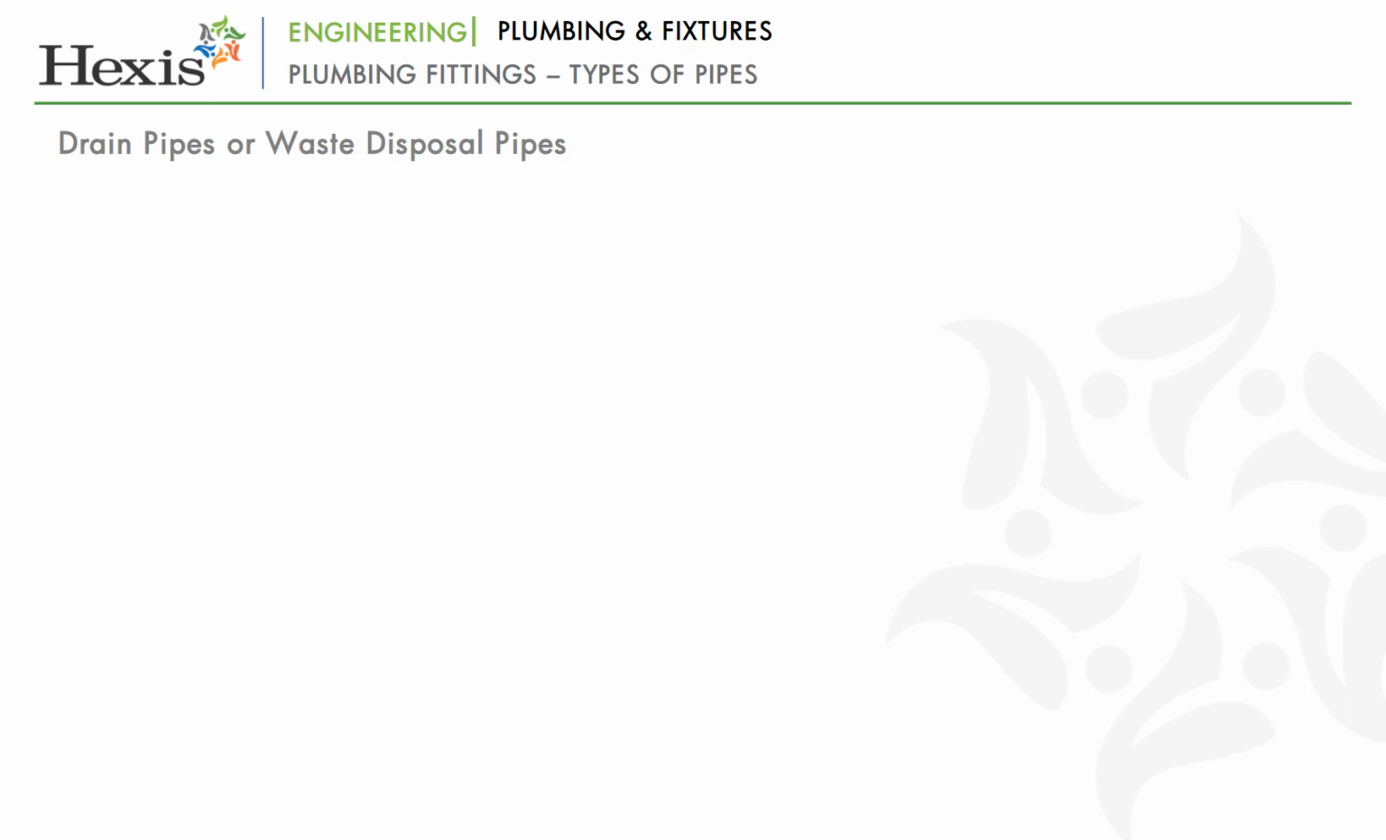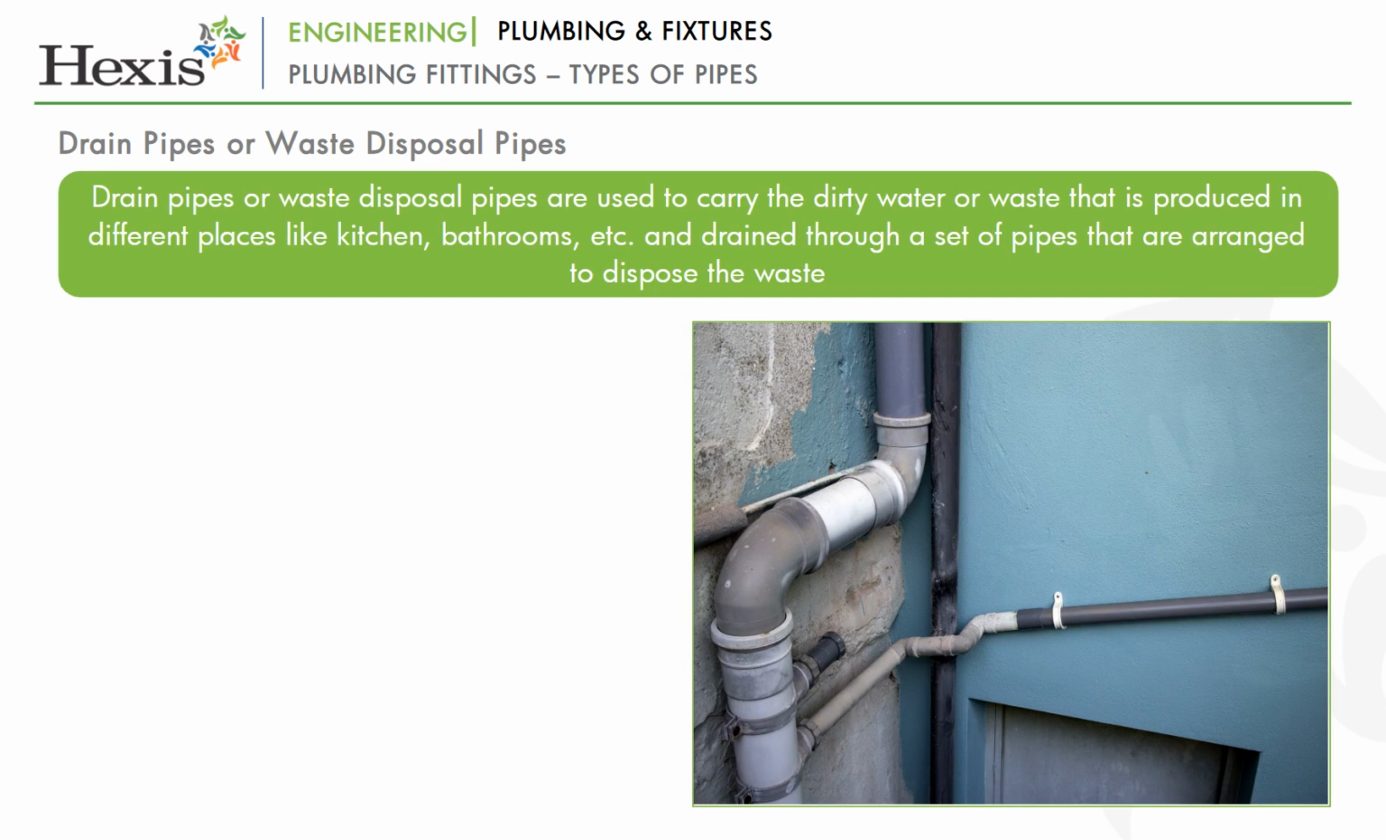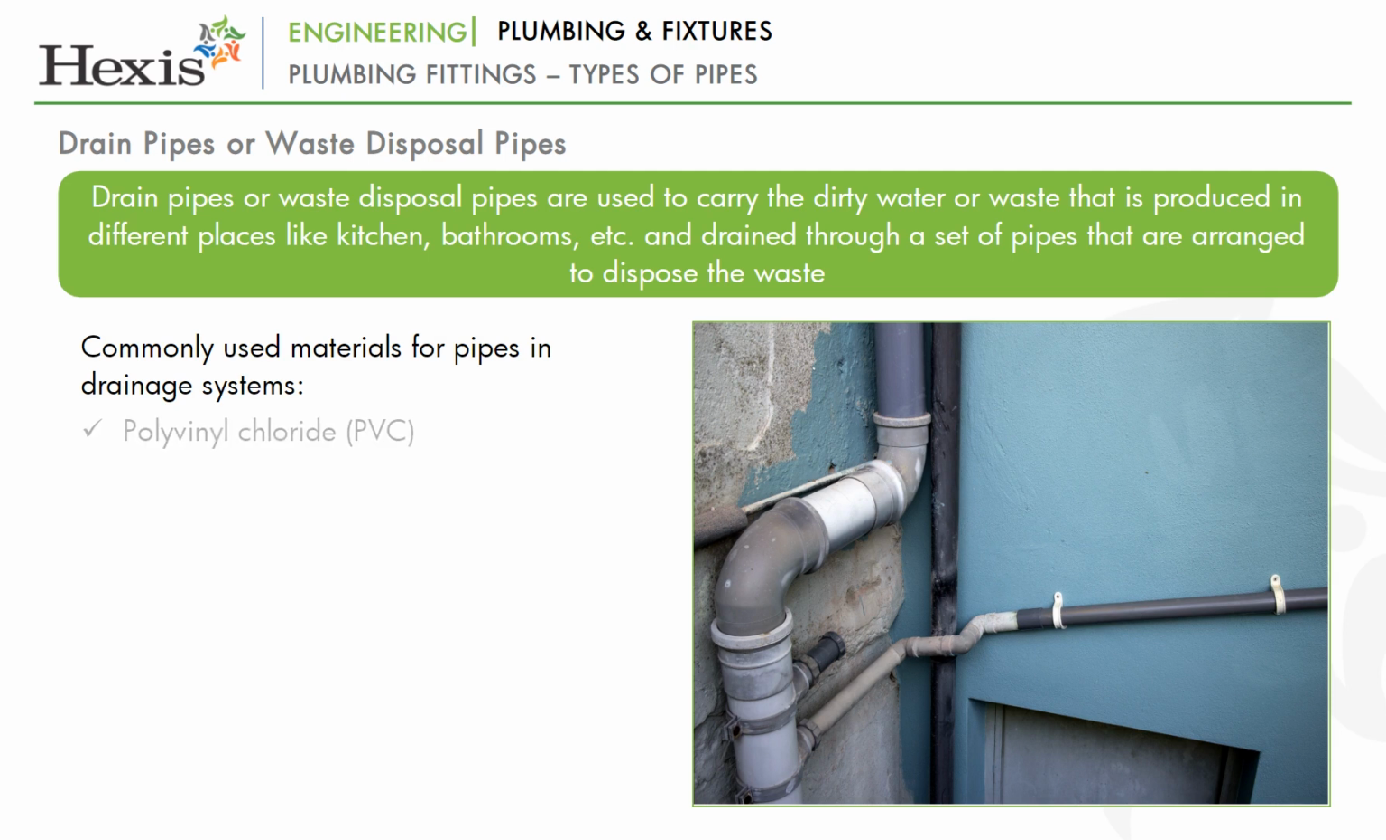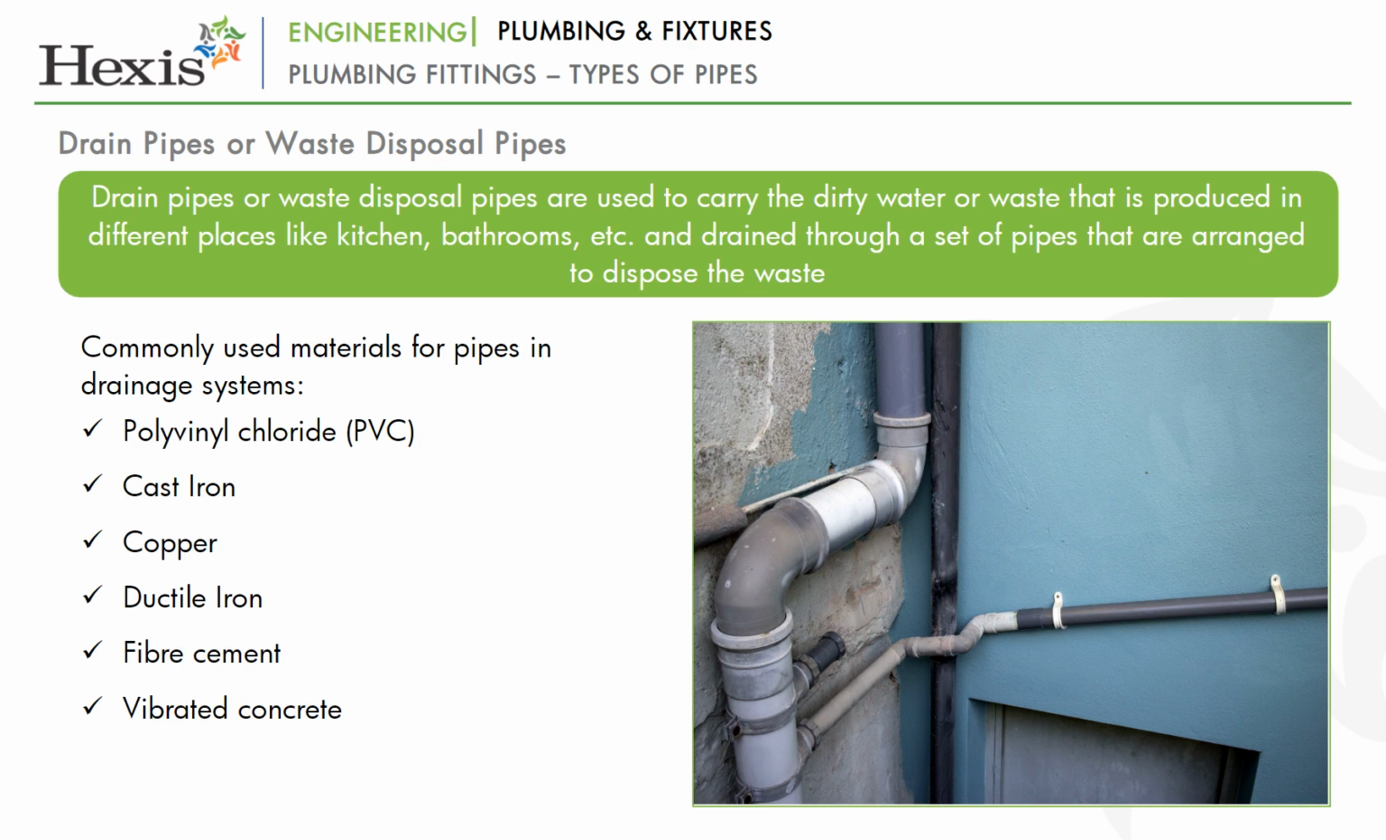Let's now look at what are drain pipes or waste disposal pipes. Drain pipes or waste disposal pipes are used to carry the dirty water or waste that is produced in different places like kitchen, bathrooms, etc., and drained through a set of pipes that are arranged to dispose the waste. The material that is most commonly used for pipes in drainage systems these days is plastic, mainly PVC. Other materials like cast iron, copper, ductile iron, fiber cement, and vibrated concrete are sometimes used.